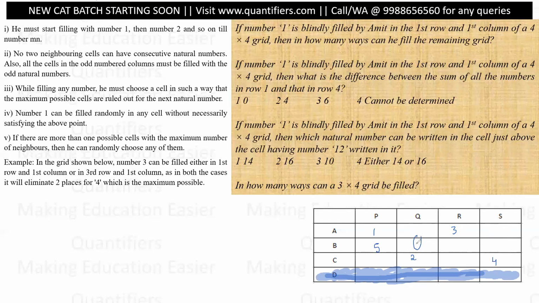Right? It will eliminate 2 places for 6. 6 can come to any of these places. 6 will come here, eliminating 2 possibilities. 7 cannot come here. 7 will come here. Now 8 can come here or here. Both the places are eliminating only one option. Let's fill 8 over here. All right. 9 cannot come here. 9 will definitely come here. 10 will definitely come here. Again, there are 2 places.